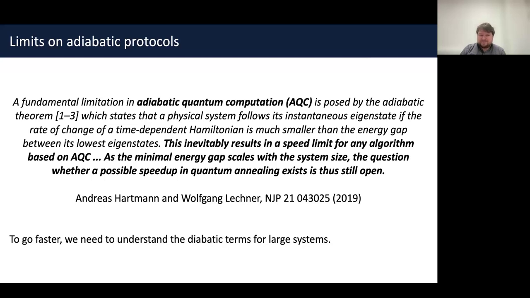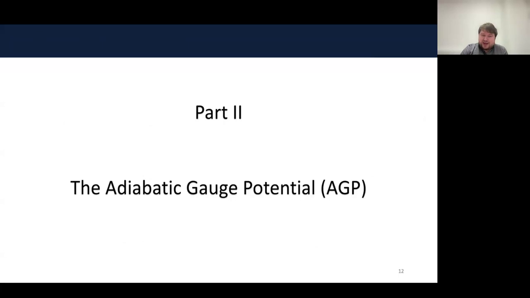So I would say to go faster, we really need to understand the diabatic terms for larger systems. Because I think it's not true that we always need to stay in the exact ground state, and it's not true that we always need to care about these energy gaps scaling the way they're scaling. We could care about, say, a larger gap between bands of states. So, I think the adiabatic gauge potential that we're going to introduce is a good way of thinking about said things.